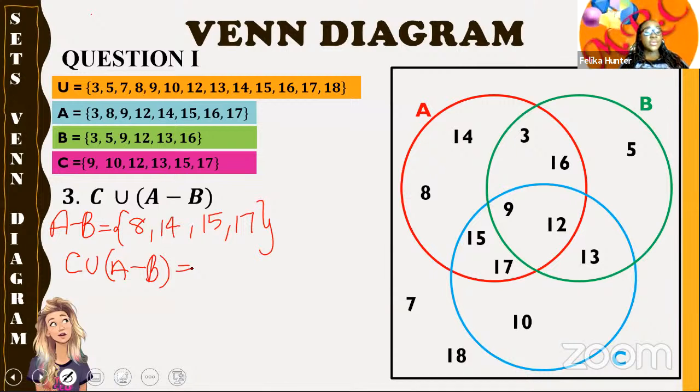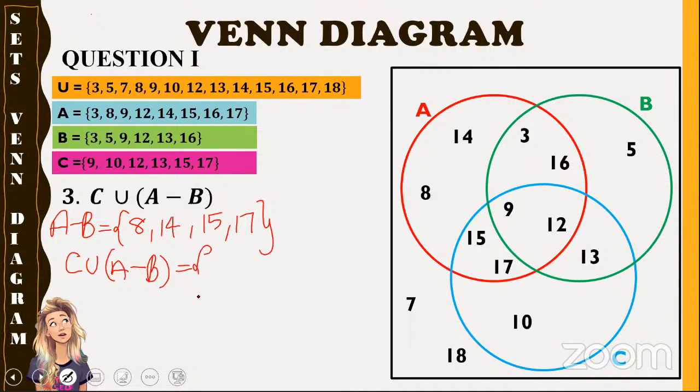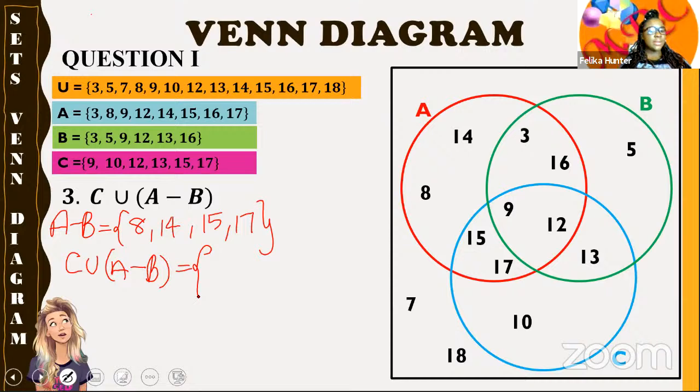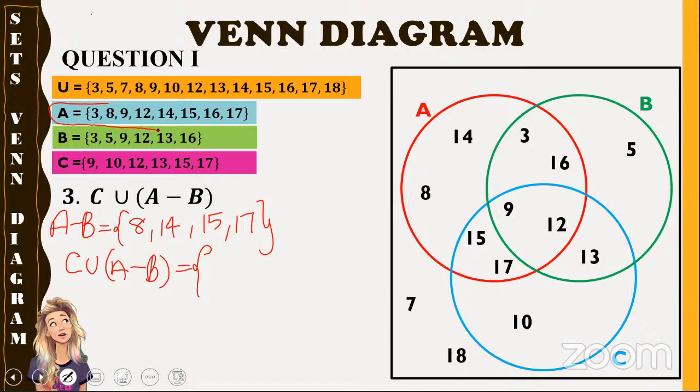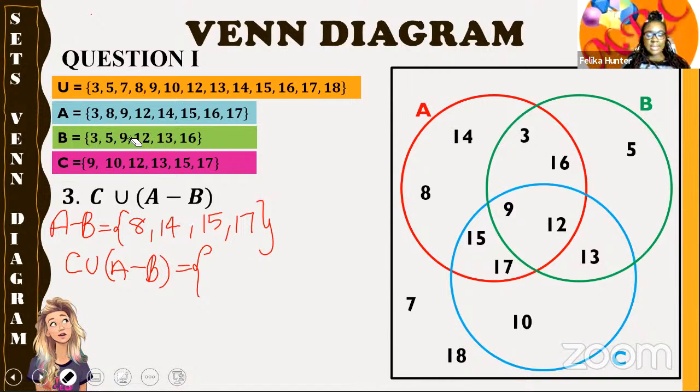So C union with A minus B. All elements of C. That would be 9, the smallest. You would just add 3 and 16. So the smallest one would be? So it's A, not A, C, with what we have here.